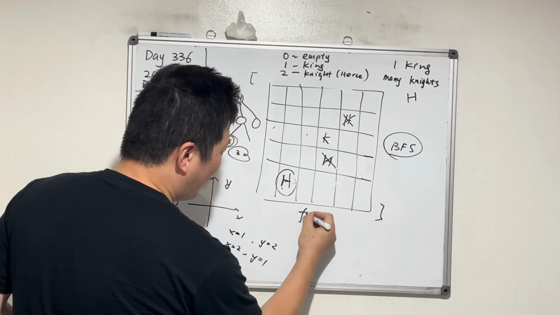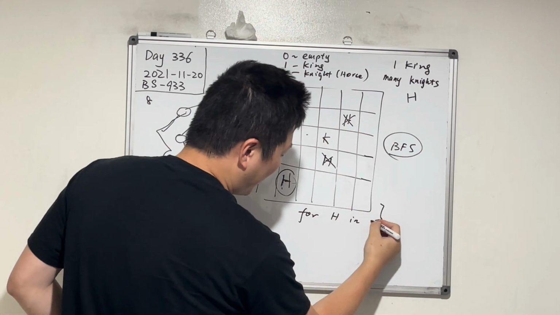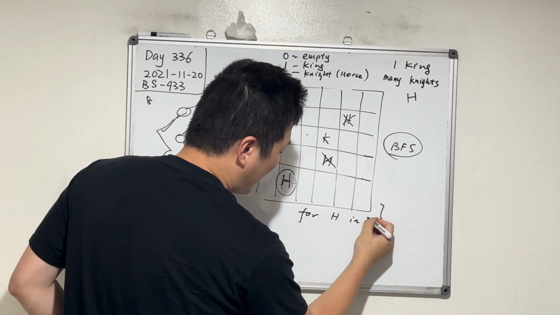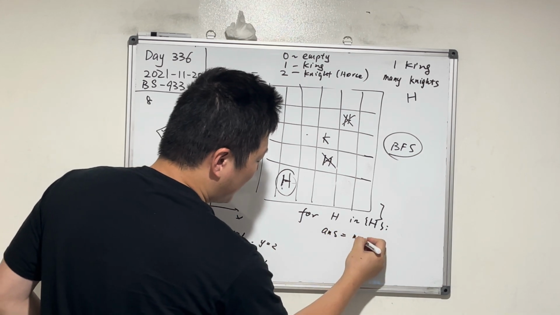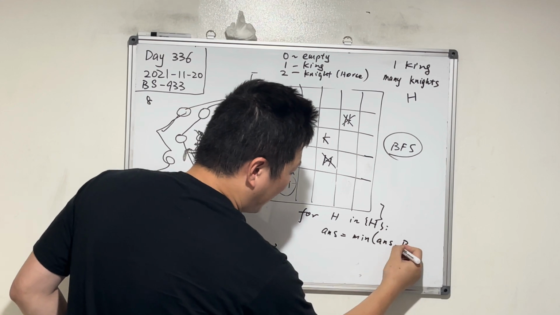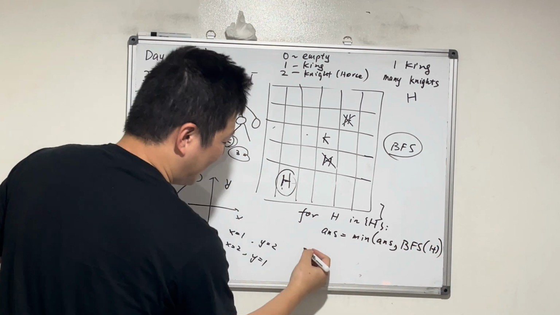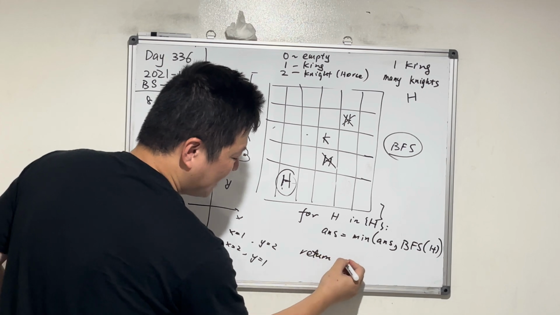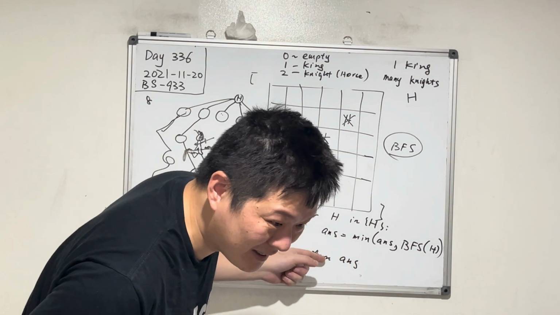So you'll do for edge in all the edges, answer equals min of answer and breadth search. I start with this edge, and then return answer. This is one way, brute forcing. Make sense?